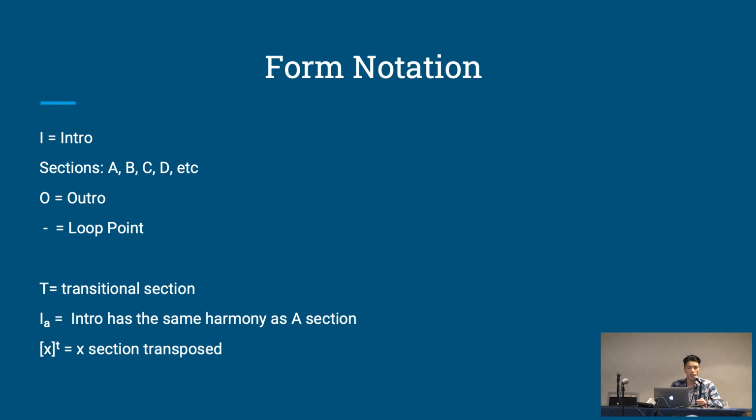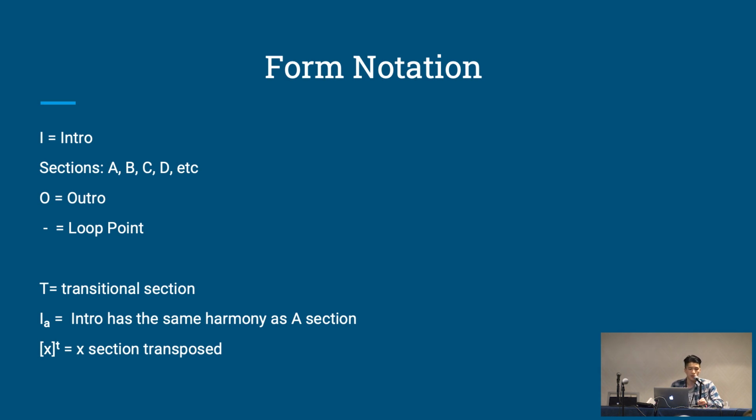So we have I for intro, very straightforward. And then we have the multiple sections that come afterwards, so A, B, C, D sections. If it's the same section, obviously you're going to repeat the same letter. It's not a different section. And then we have O for outro. Not all tracks have outros. A dash for a loop point. And then T is a transitional section. So it doesn't warrant a full section. It serves more of a transitional function.